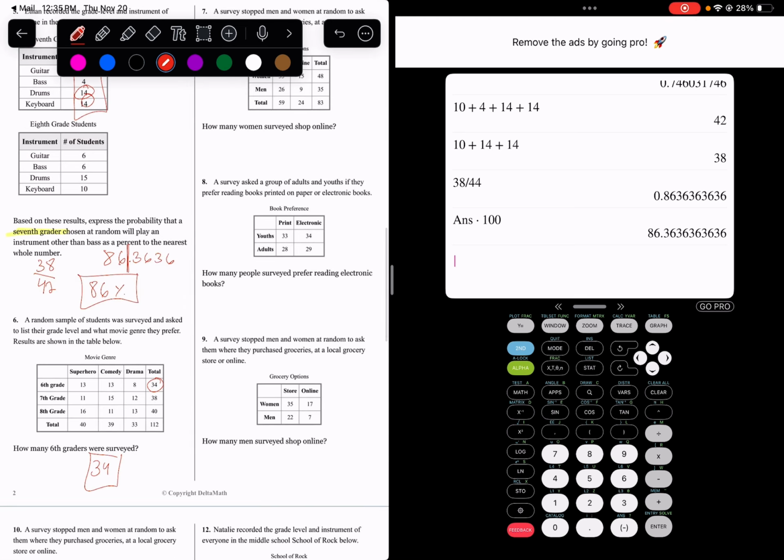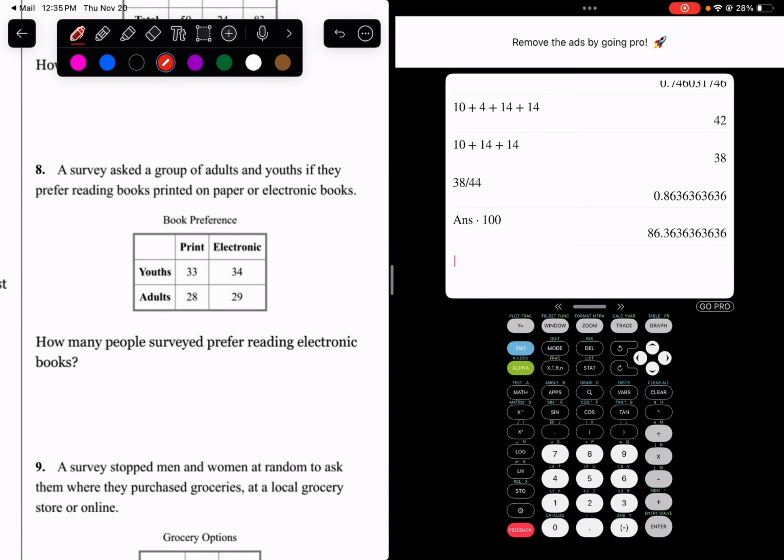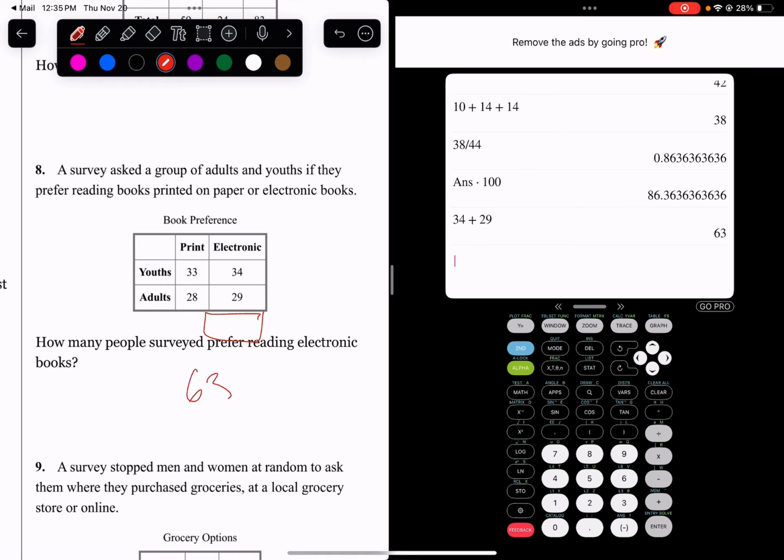All right, something like this, number 8. It says a survey asked a group of adults and youths if they prefer reading books printed on paper or electronic books. How many people surveyed preferred reading electronic books? So we can figure out here they don't actually have the total, but we can just add them up, right? We want to see how many total people said that they prefer electronic. So we would do 34 plus 29. And I got 63.